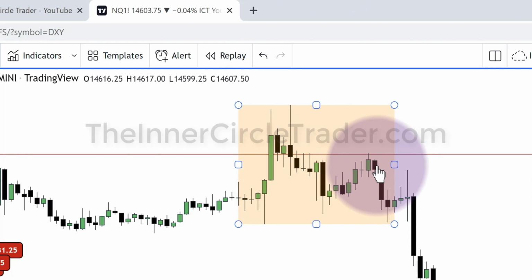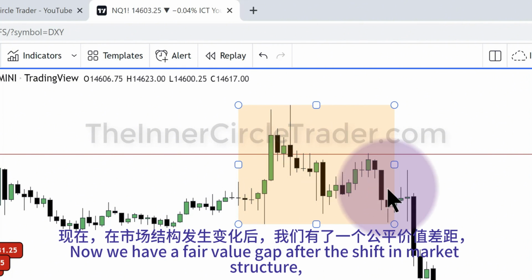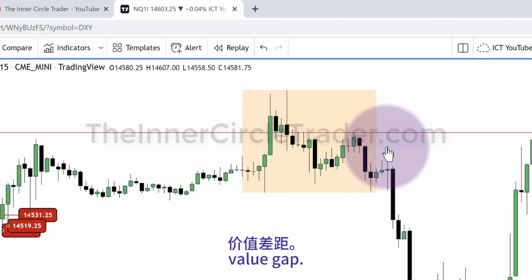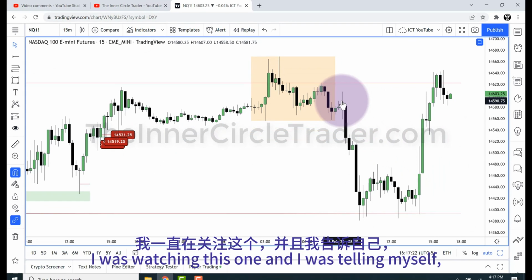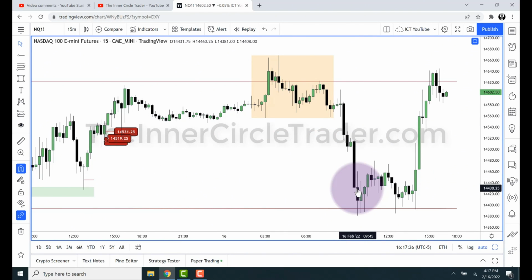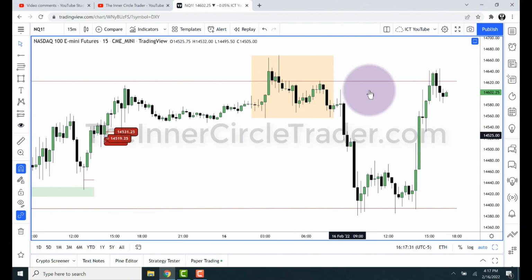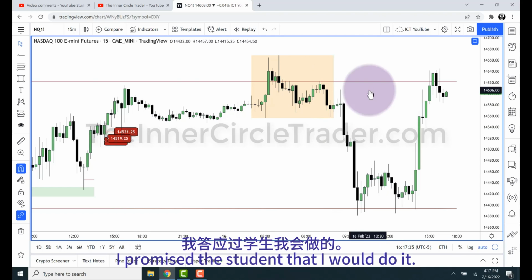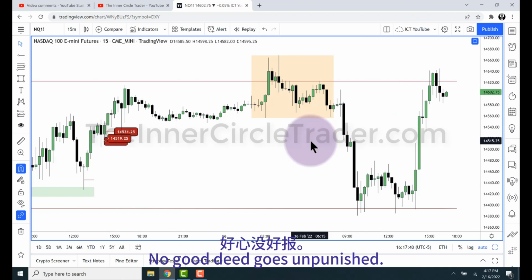Notice what happens later though. The market breaks again this short-term low. Now we have a fair value gap after a shift in market structure lower, trades into the fair value gap, and then boom. I was watching this one, okay? I was watching this one and I was telling myself, go short on that one because, man, I could do 175 handles. That's a nice chunk of change. But I elected to use the S&P because I'm a nice guy and I promised the student that I would do it. And there you go. No good deed goes unpunished.